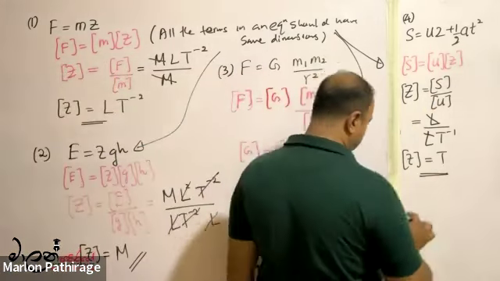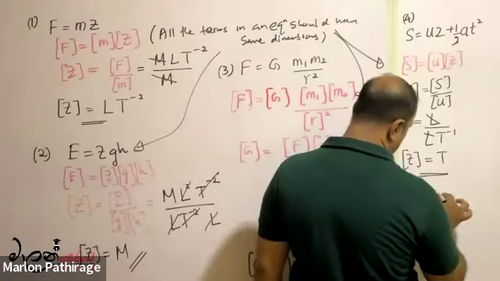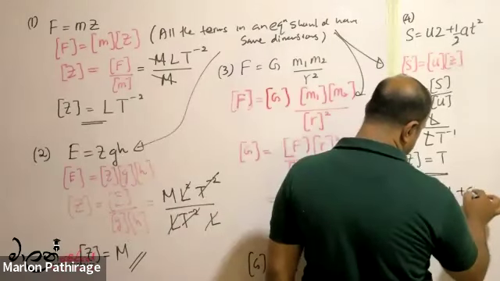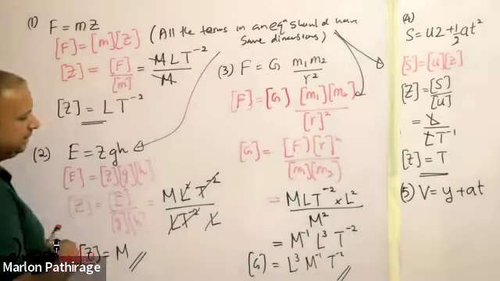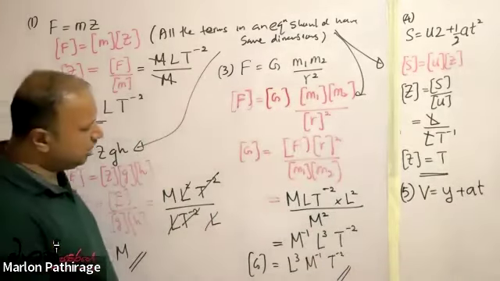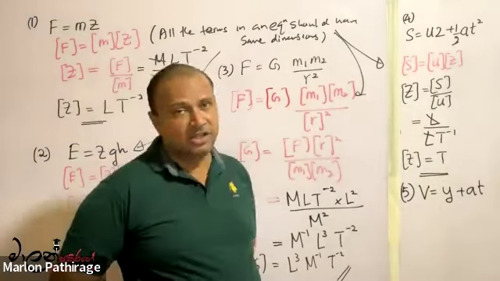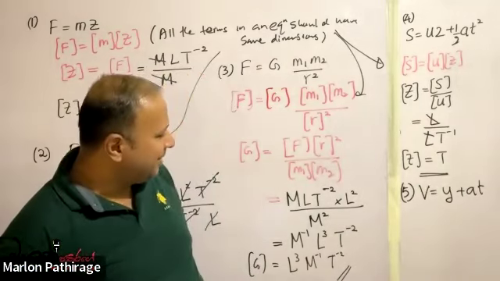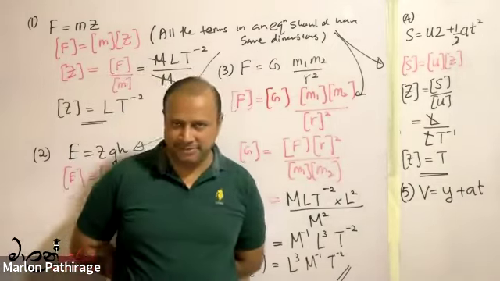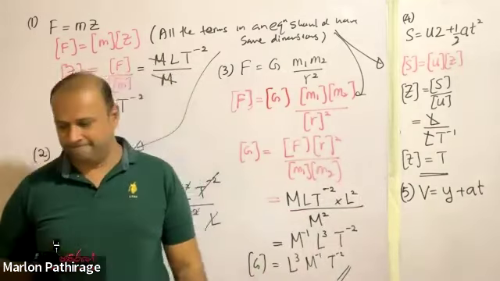Fifth one. V equals u plus at. V equals u plus at. V is a velocity, u to be determined, a is acceleration, t is a time. Now tell me, what would be the argument that can be used to determine this question?